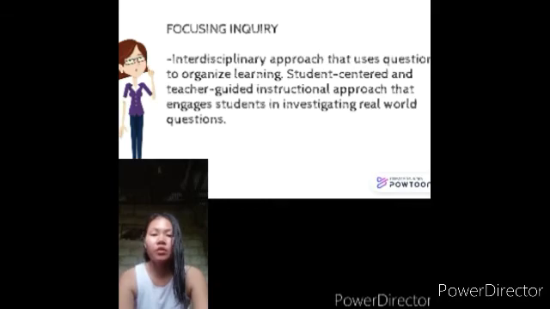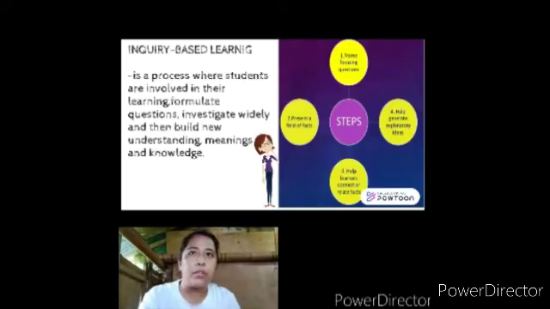help learners find answers. Hello everyone, let me discuss to you the continuation of our topic, the inquiry-based learning. So, let us identify what is the inquiry-based learning. It is a process where the students are involved in their learning, formulate questions, investigate widely, and then build understanding, meaning, and knowledge. It is in contrast with traditional education, which generally relies on the teacher presenting facts on their knowledge about the subject.